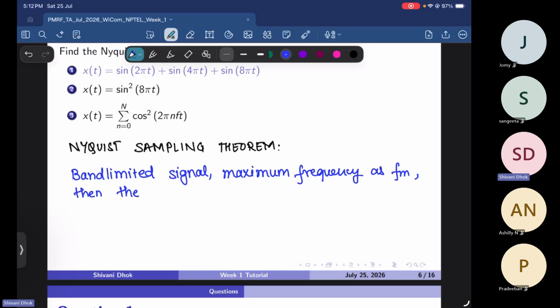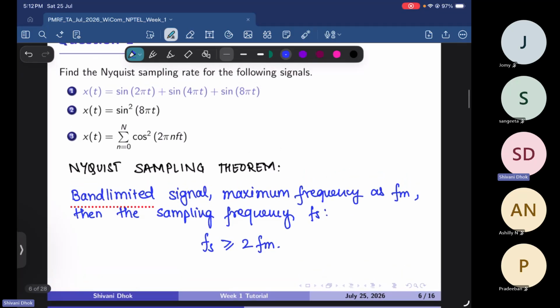the minimum sampling frequency, or rather the sampling frequency, Fs, should be at least 2 times the maximum frequency. So this is the classical Nyquist sampling theorem that is given for a band limited signal. So this is the basis, and we'll solve a few questions related to this.